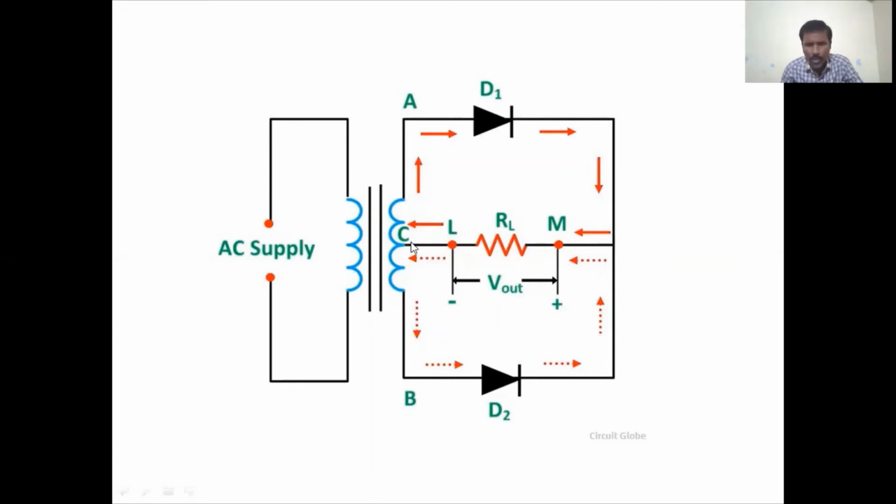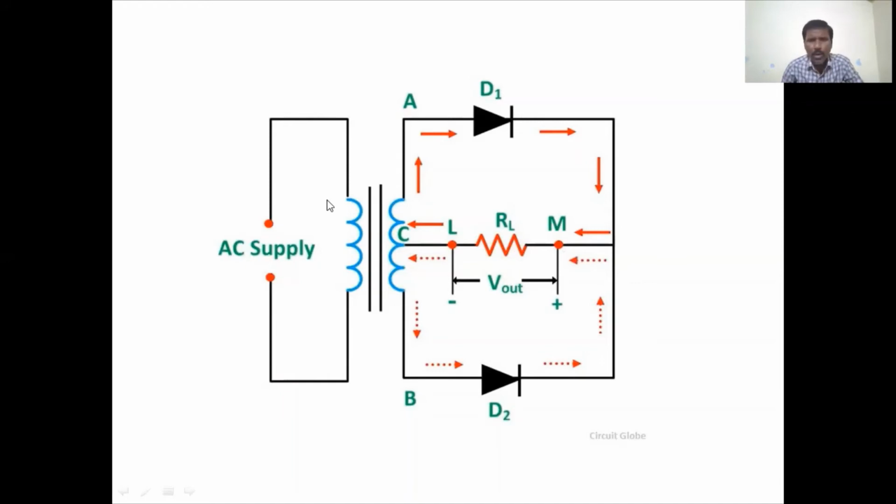So the output is collected at a point in between M and C. That is, in between D1 and D2, and the center of the secondary coil of the transformer, that is C and M. A load resistor is connected between the center tap of the secondary coil and this point M. The input AC signal is applied at the ends of the primary coil.